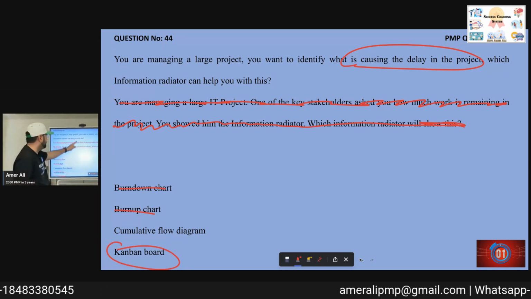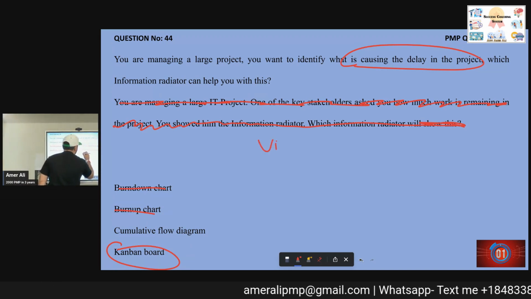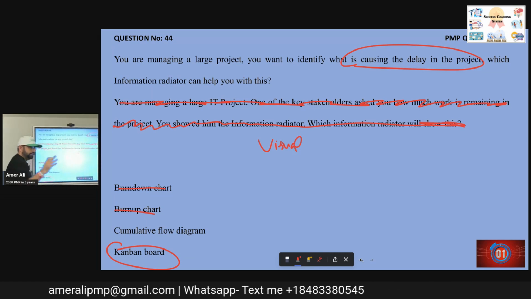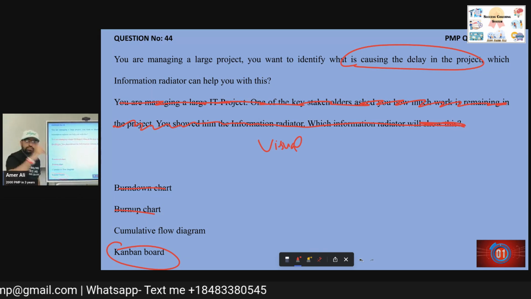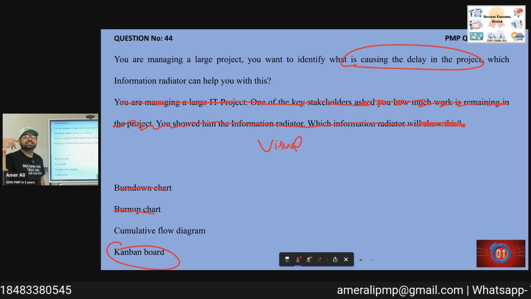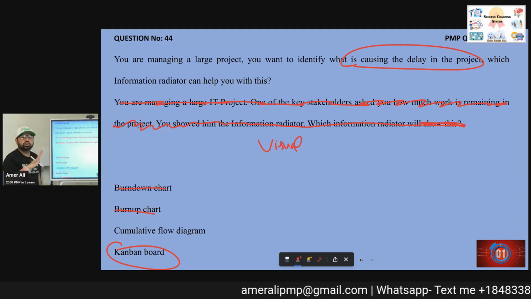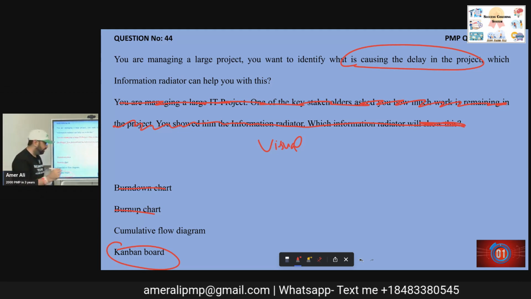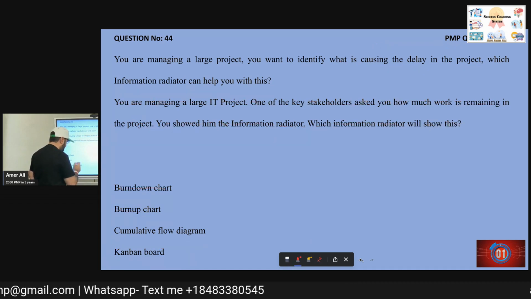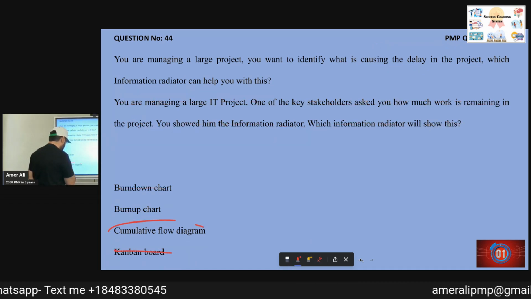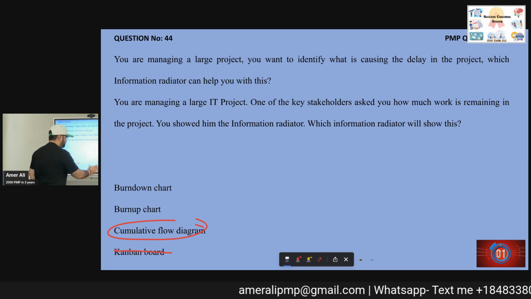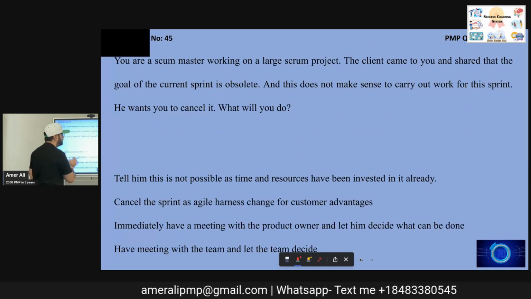If the question said which is the visual tool, both actually show us this. Now this is an important thing. Both show us this, but the purpose of Kanban is specifically this, and that's why Kanban would be the right answer. Otherwise, if Kanban was not in the answer, cumulative flow diagram would be the straightforward answer. Let's go to the next question.